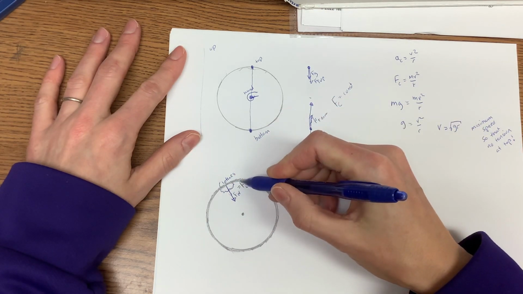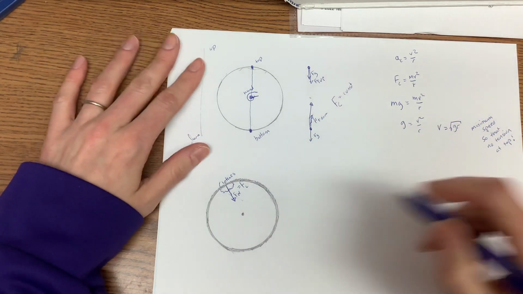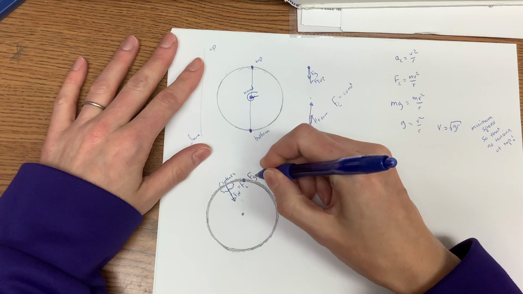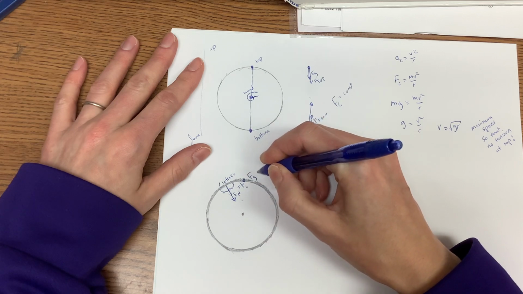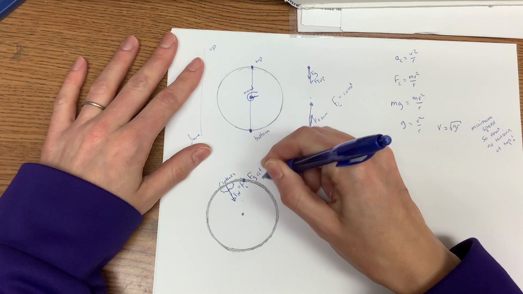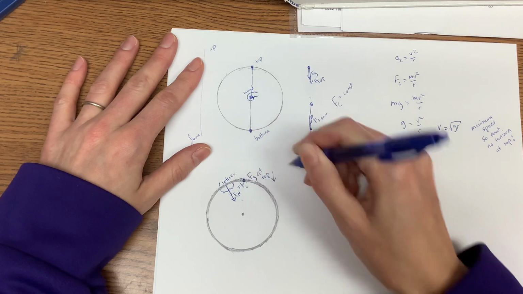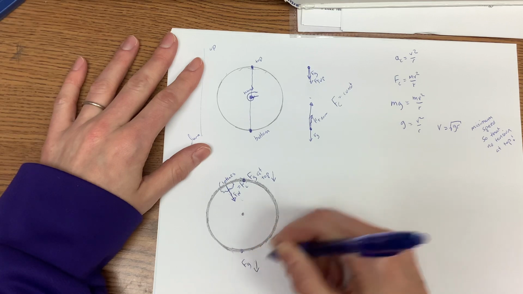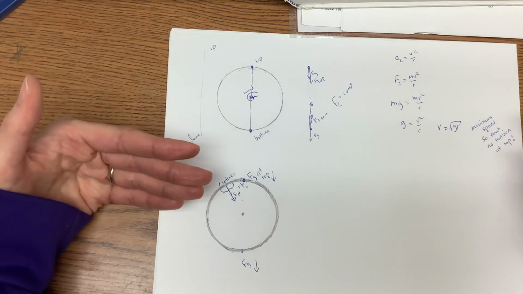But at the top, gravity would also be providing that as well. So at the top, I would have Fg, which is going to be pointing down, and Fg at the bottom is still pointing down. That's what you have to include there.